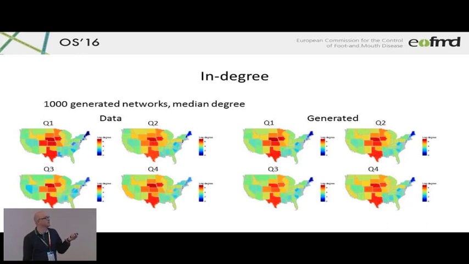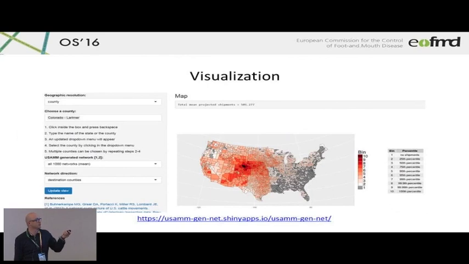The same conclusion holds for the in degree. It matches data and the generated networks. We have large differences between states, of course, and smaller differences between quarters in degree. And here is an example of USAMM version 1 put into a visualization software written with the R package Shiny. You can choose your focal county or focal state and see how that affects its role in this network.